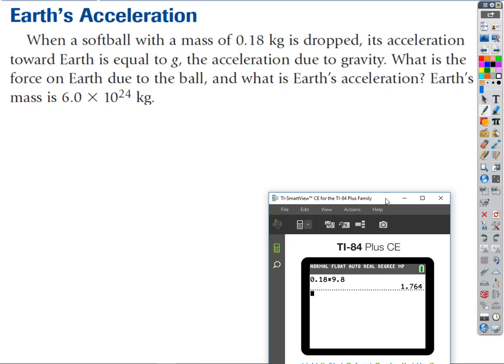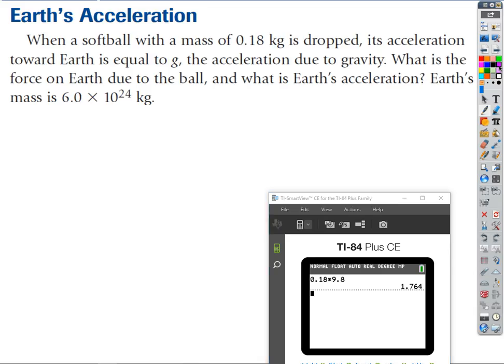The weight is the force of the earth on the softball, so the reaction force is the weight of the softball and the force of the softball on the earth. It's the same thing, right? But what I think you were getting at was that this much force is gonna produce a negligible acceleration, right? So if we wanted to calculate the acceleration, that's easy to do.